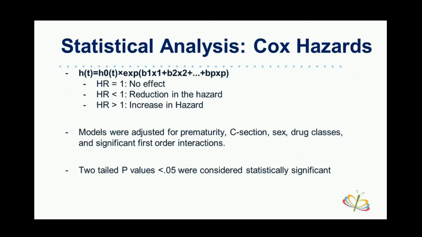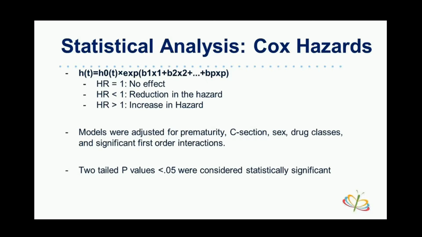This is a hazard ratio. A hazard ratio of 1 is no effect. A hazard ratio less than 1 is a reduction in the hazard. Greater than 1 is an increase in the hazard. The models were adjusted for prematurity, C-section, sex, drug classes, and significant first-order interactions.